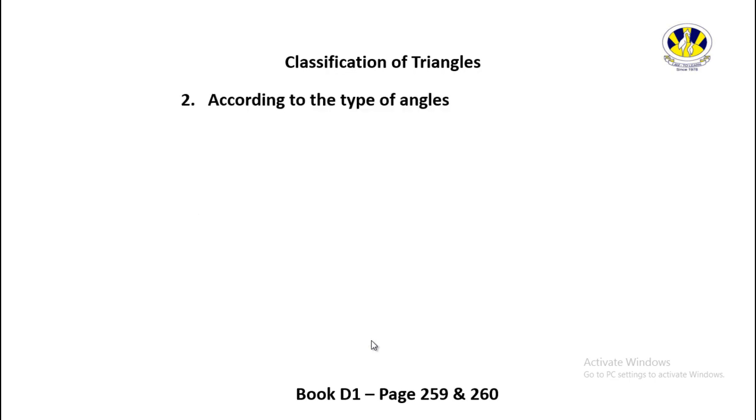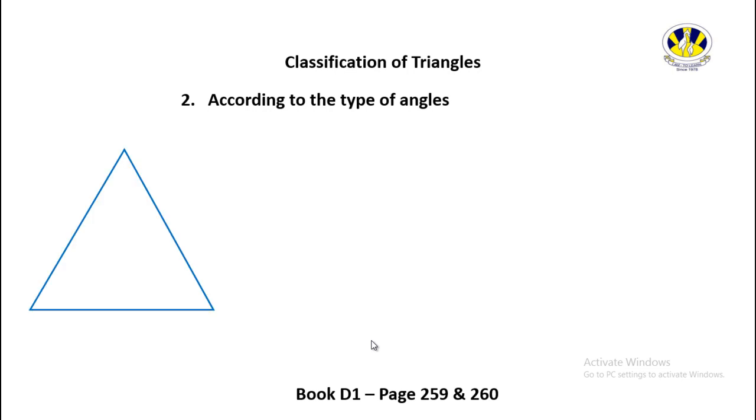Classification of triangles according to the type of angles. We know that there are 3 different types of angles: acute angle, which is less than 90 degrees, right angle, which is exactly 90 degrees, and obtuse angle, which is more than 90 degrees. This classification is based on those angles which are contained in triangles.